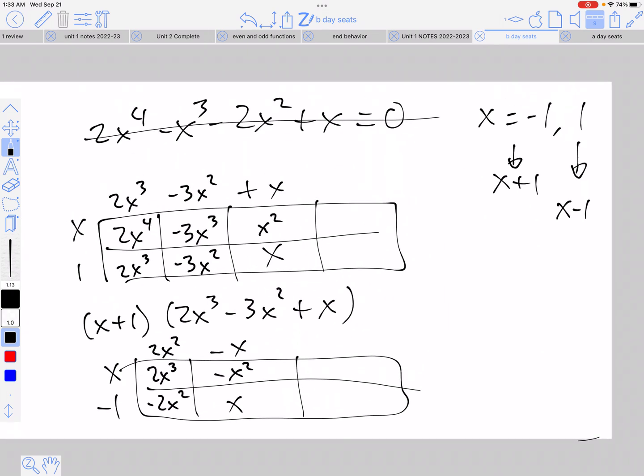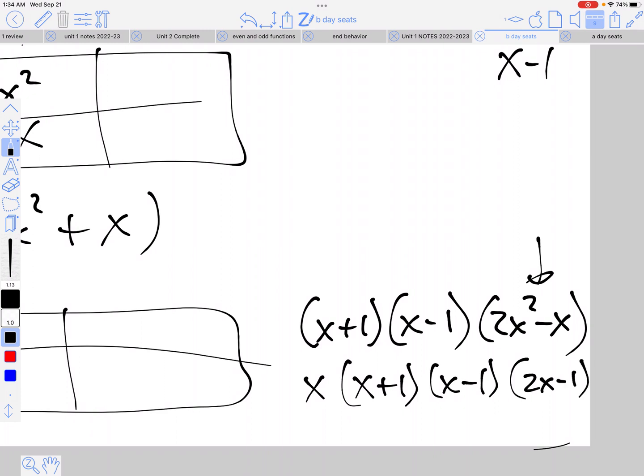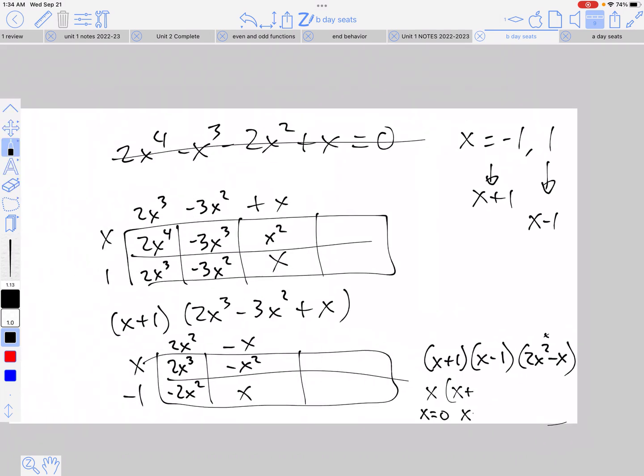So now I know that x plus 1, x minus 1, and 2x squared minus x is the factored form. But notice on that last one, I can also pull out an x over here. GCF is x, so I have x times x plus 1 times x minus 1 times, I pulled out an x, 2x minus 1. Then I can use the zero product property, x equals 0, x equals -1, x equals 1, x equals 1/2 to find all 4 roots.